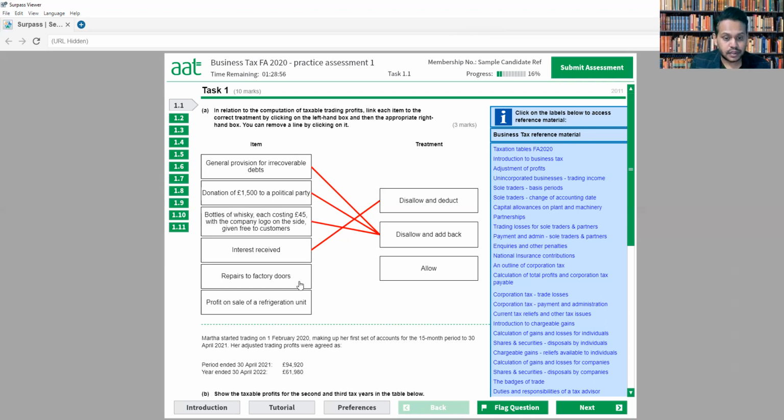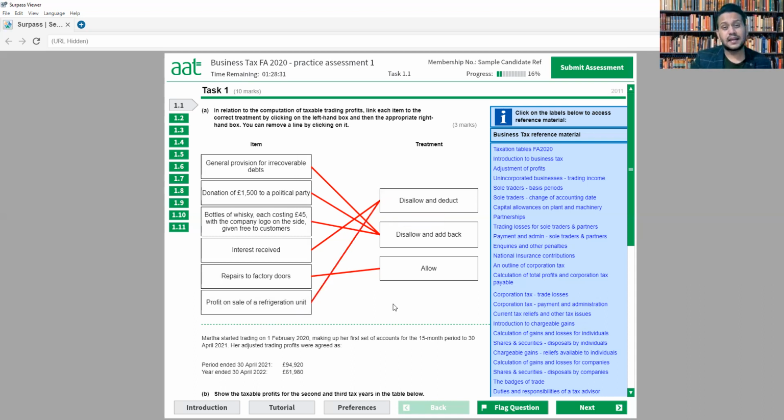Repair to the factory doors, this one is completely allowable, because if you do repair for anything, repair and maintenance, it is wholly and exclusively for the business purpose. So definitely it is allowable expenditure, and you can always claim this one as an allowable expenditure, and this is completely allowable.